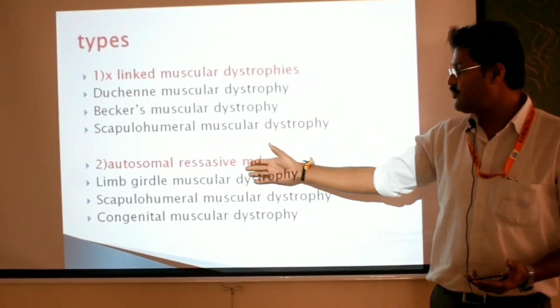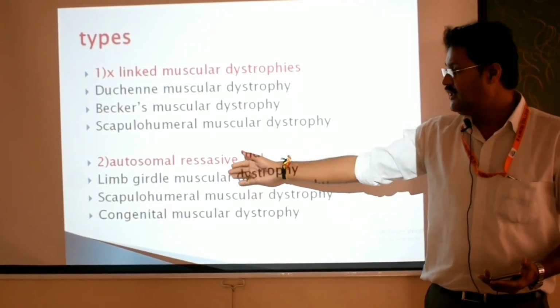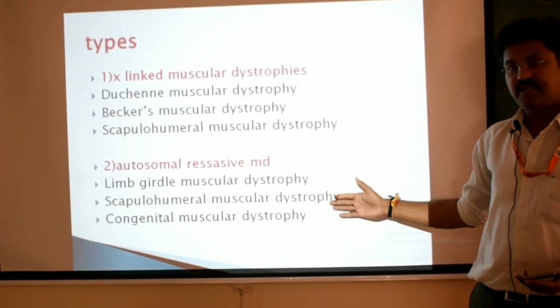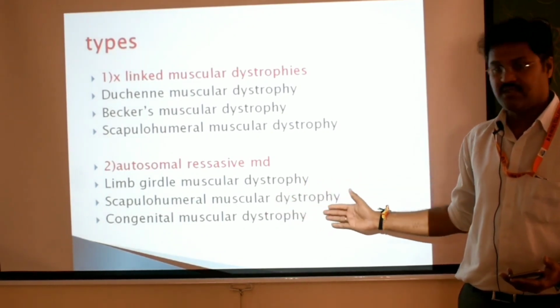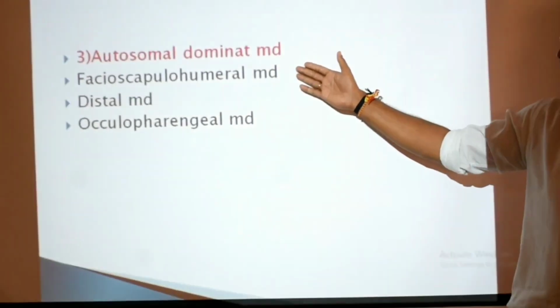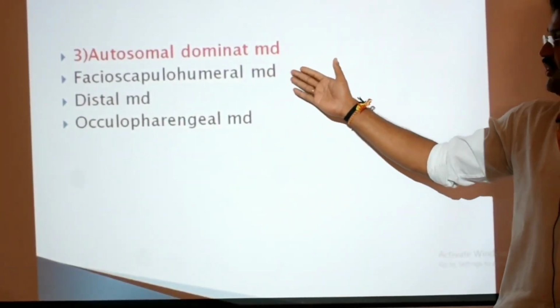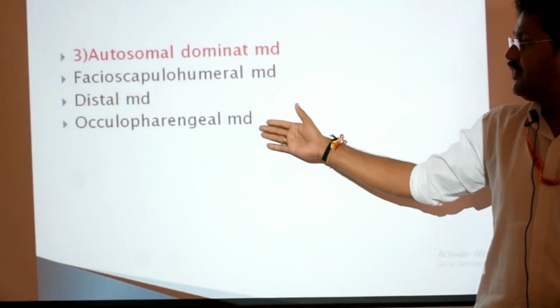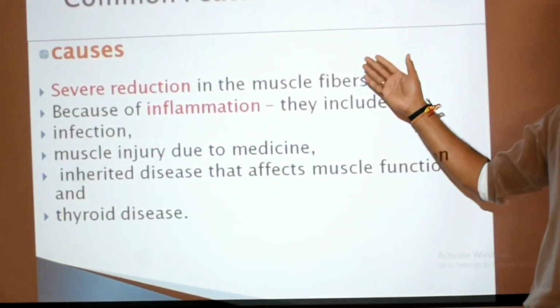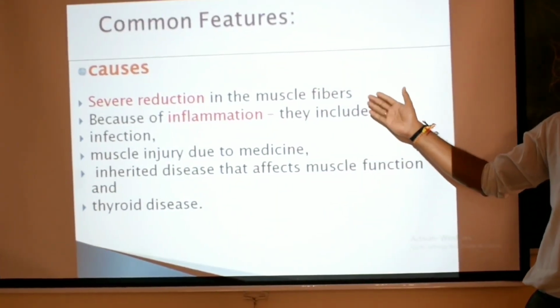Second type is autosomal recessive muscular dystrophy. The subtypes are limb girdle muscular dystrophy, scapulohumeral muscular dystrophy and congenital muscular dystrophy. Next. Third is autosomal dominant muscular dystrophy. This includes facioscapulohumeral muscular dystrophy, distal muscular dystrophy and oculopharyngeal muscular dystrophy. We will discuss these later. Now the common features, what are the causes?